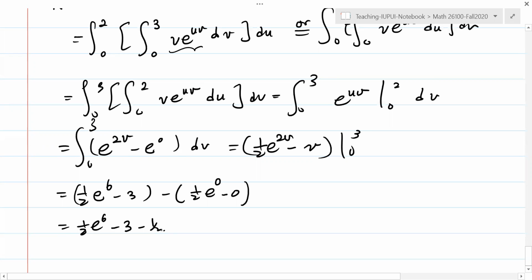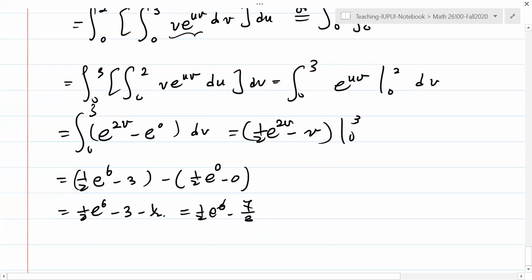Yeah, let's double check. So I don't see anything wrong here. So that's going to be half of e to the 6 minus, yeah, use one fraction. It's 7 over 2. Okay, so that's it.